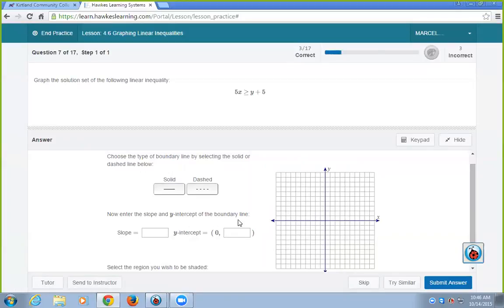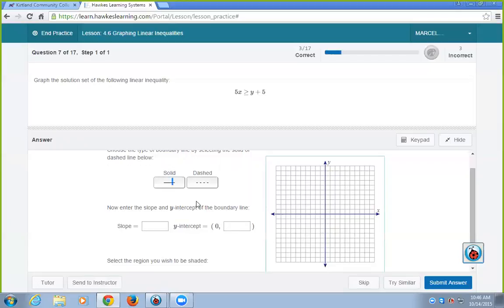Is the line dashed or solid? The line is solid. Come on. There we go. And I need to work that problem out. So if I take it over here on my paper, 5x is greater than or equal to y plus 5.